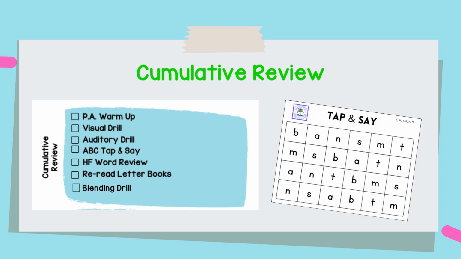Another activity would be the ABC tap and say, and there's an example of that on the right side of the screen. I have many of these in my curriculum, and they are organized by the letters and how they're introduced. So every couple of letters, I have a new tap and say available. With this, it's supposed to build fluency with letter sounds. So the students would go through the tap and say, point to each letter and say the sound.